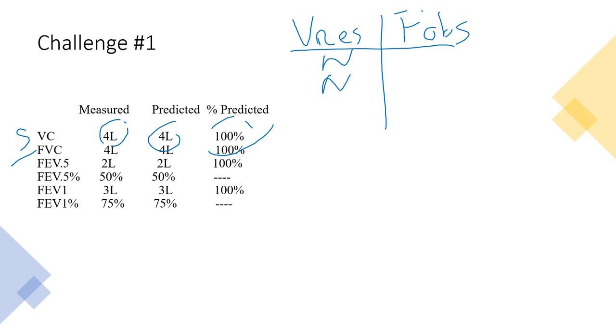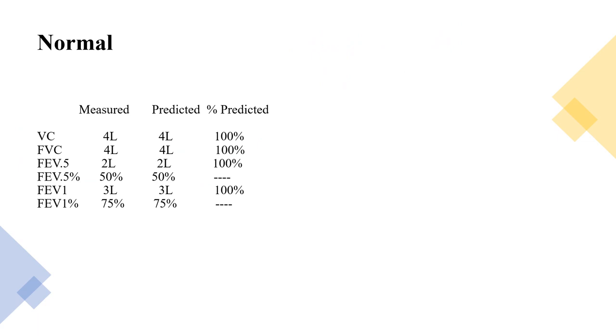Now I'm going to be looking at flow rates. FEV1 is right here. The FEV1 is 100% of predicted, so that flow rate's normal. When I compare it to the forced vital capacity, it's 75%, which is above the lower limit of 70%. So right now, is this a restrictive disease, obstructive disease, or is this patient within normal limits? This shows that they are within normal limits for their pulmonary function values.